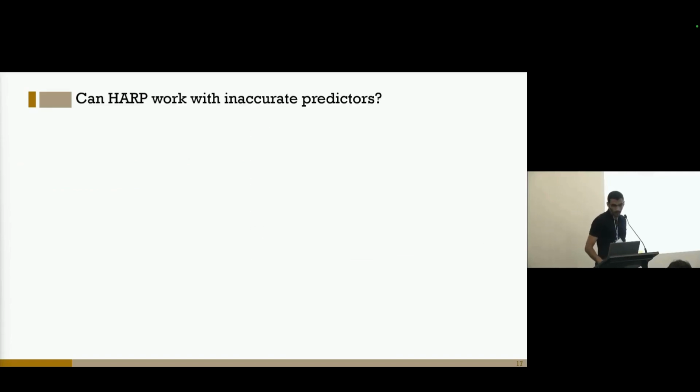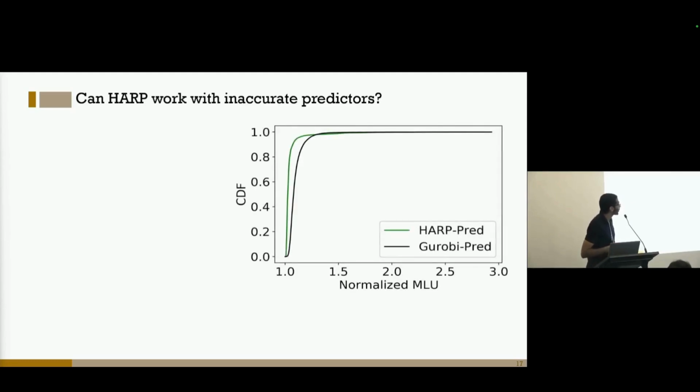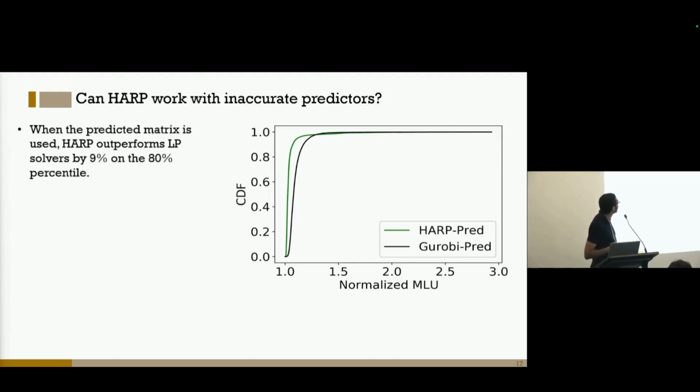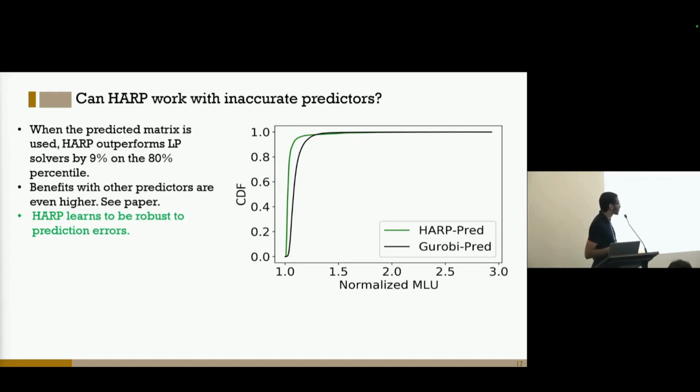We then gauge the ability of HARP to compensate for prediction errors. We compare HARP to Gurobi on the predicted matrix. As we see, HARP outperforms Gurobi and generates 99% less MLU on the 18th percentile. We show in our paper that benefits are even greater with our predictors. Please refer to our paper if you are interested to see the results. Here we hypothesize that HARP learns to be robust to prediction errors.